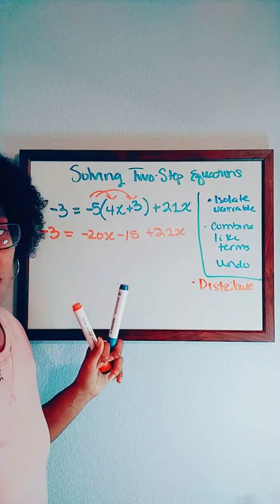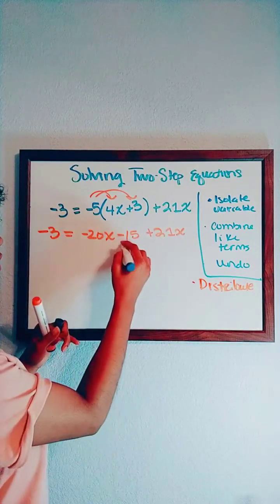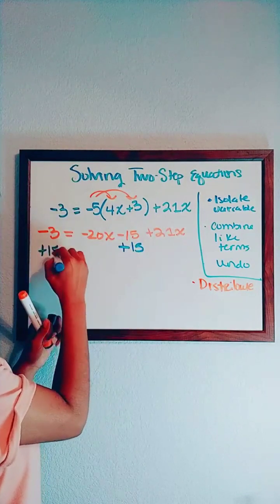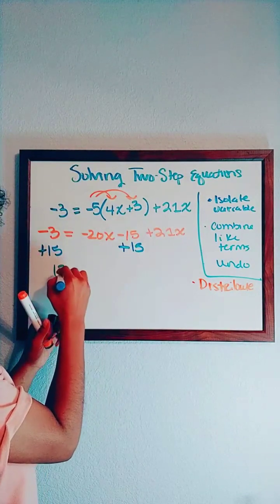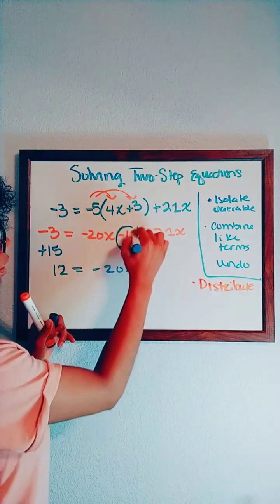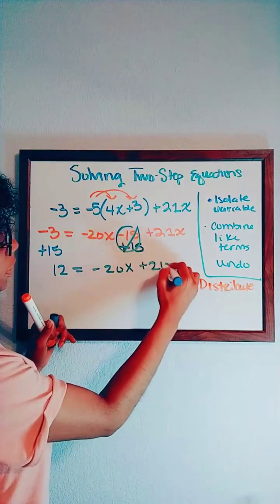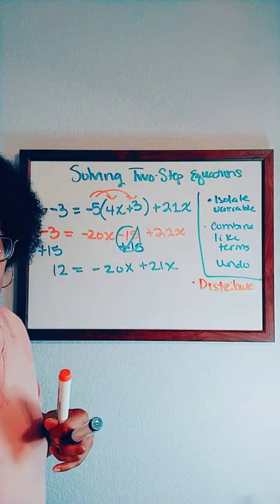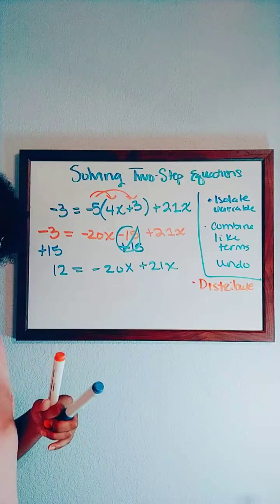You can add the 15 first. We can do that. You can add the 15 first if you want to. That's fine. So that'll end up giving you 12 is equal to negative 20x plus 21x. You can if you want to. Now you can combine them. You can.